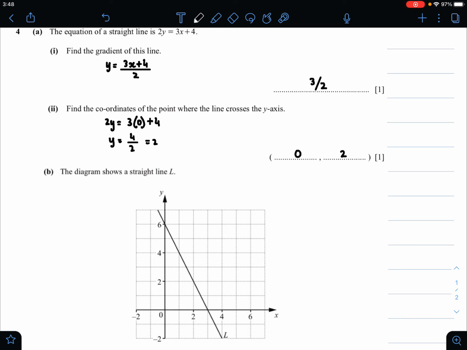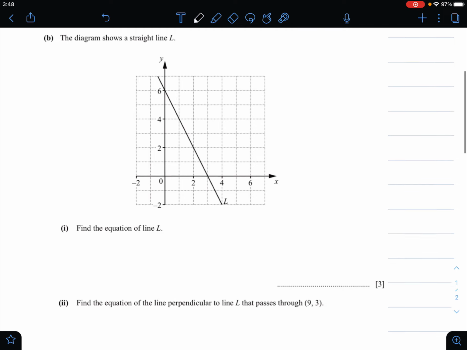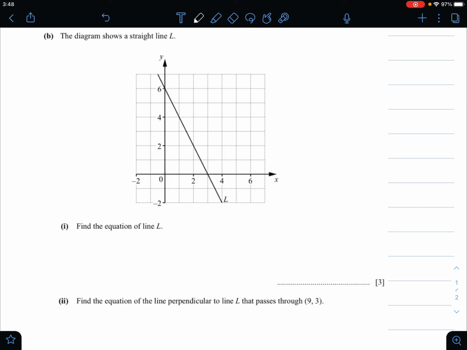Now let's move on to part B of this question. So for part B1, they are asking us to find the equation of the line. The equation of the line is very straightforward. First, the equation of the line is written in the form y is equal to mx plus c. So let's find the value of m first. Let's take 2 points on the graph. Let's take one as 0, 6, and one as 3, 0.